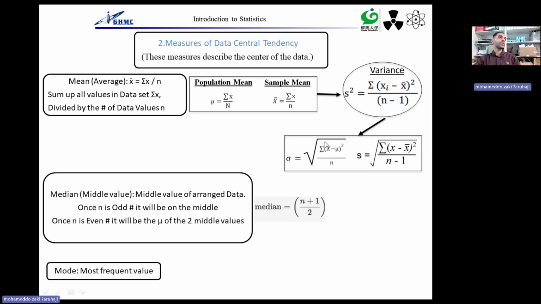But nowadays, we don't do this by hand. Technology does this for us. We just put it in Excel, and Excel does everything, or any other software. However, I think it is good for us to understand. You can just Google it, or use Excel, or whatever. So this is the mean. And then there is something called the median. The median is usually the middle value of arranged data.